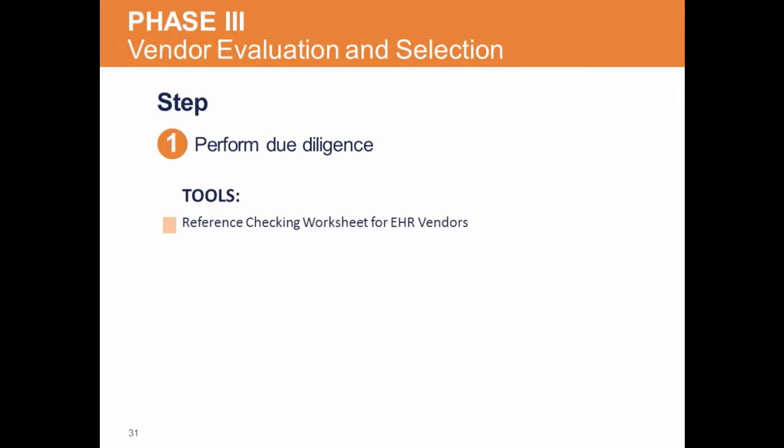And then the toolkit previews important questions when checking references, including what kind of technical support did you get when installing the system at your location? How much time did it take to customize the system? Who did the customization? Was the vendor sensitive to your lost productivity concerns? How did they help you manage it? Were you aware of all the interfaces you needed? How did the vendor help you keep current on regulatory and compliance systems? Use the reference checking worksheet for EHR vendor tool when checking EHR vendor references.